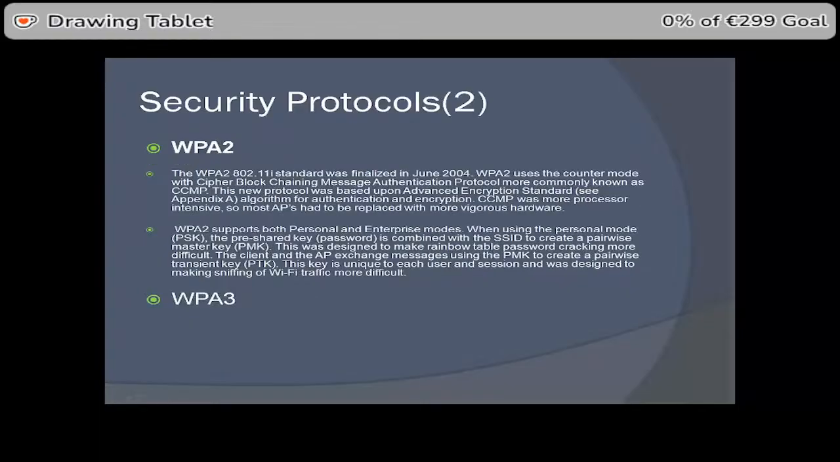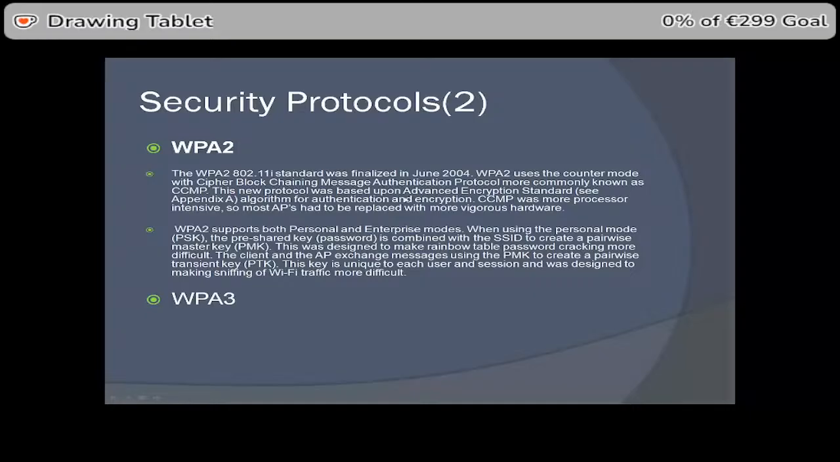Then we ended up with WPA2, which is what most people are using today. The WPA2 802.11i standard was initialized in June of 2004, so it's been around now some 17 years. WPA2 uses the Counter Mode with Cipher Block Chaining Message Authentication Code Protocol, commonly known as CCMP, which requires a more powerful integrated circuit, a chip. This new protocol was based upon AES.